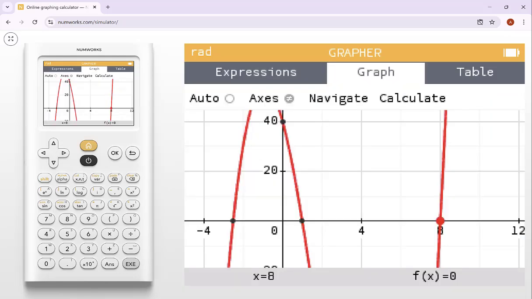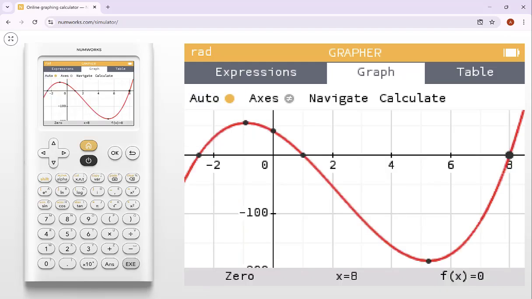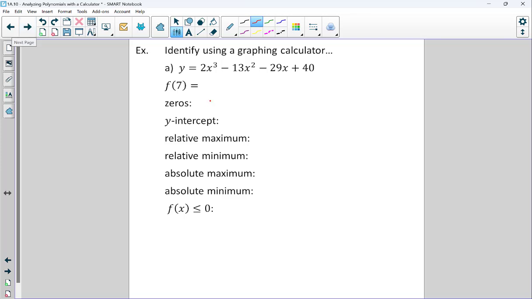All right, notice that the auto is currently turned off. If I hit back, left, down, turn on auto, it's going to adjust my window to everything that I need to see. Notice I've got 3 x-intercepts, I've got a maximum, a minimum, and a y-intercept all highlighted for me. So let's just go ahead and run through them. I see I'm currently at x equals 8. So my zeros are at x equals something, something, and 8. I always like to list them in order.